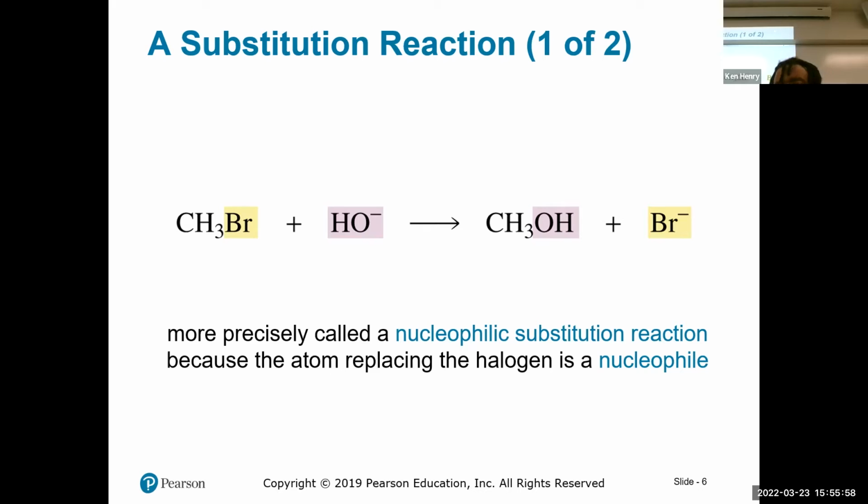Okay, so this case is called the substitution, right? It's going to be precise because you're substituting a nucleophile for a nucleophile, right? So it's going to go in a direct replacement. And this is also going to be called a nucleophile substitution reaction, because the atom that's replacing the halogen is a nucleophile. So a nucleophile is replacing a nucleophile.